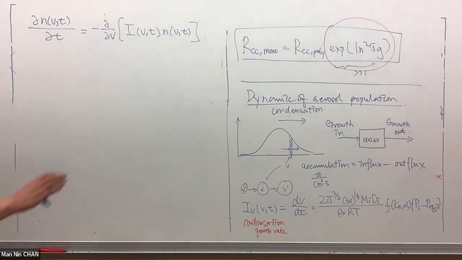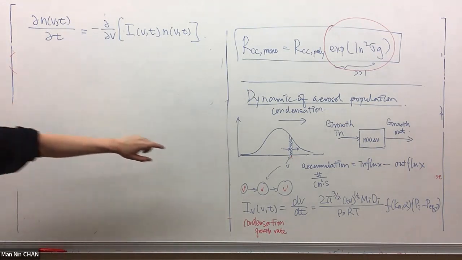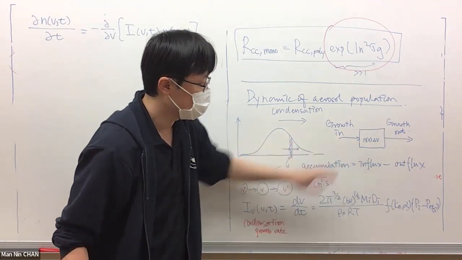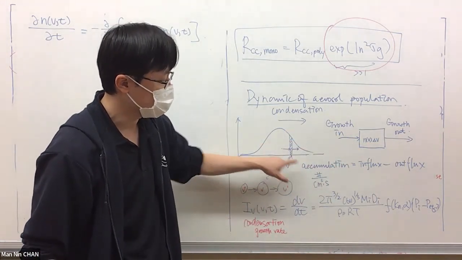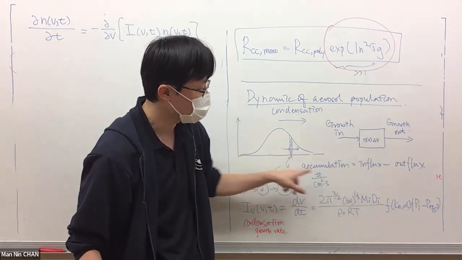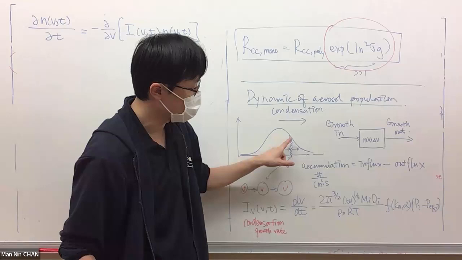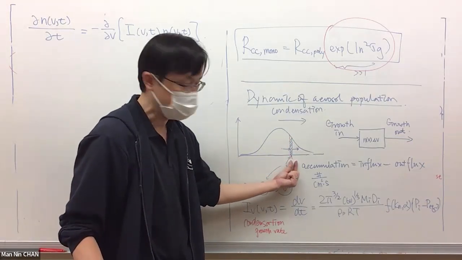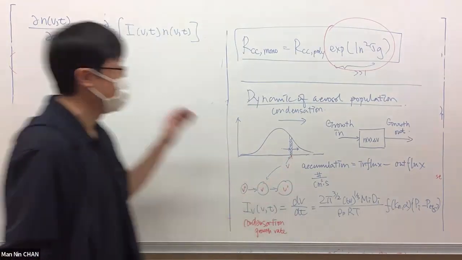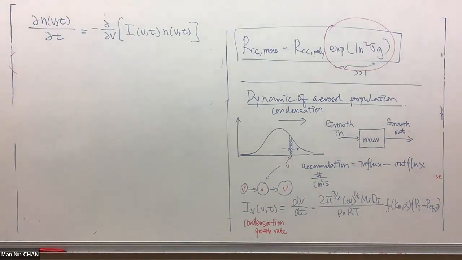So these are some of the notation we use in the textbook. But before we continue, are you okay with this growth in and growth out? Then you're looking at the accumulation, which is the difference between the influx and the outflux. It tells you how the concentration, or the number of particles at these different sizes, changes over time. You can describe it by this equation here. Are you okay with this?